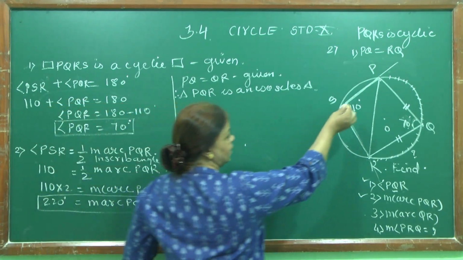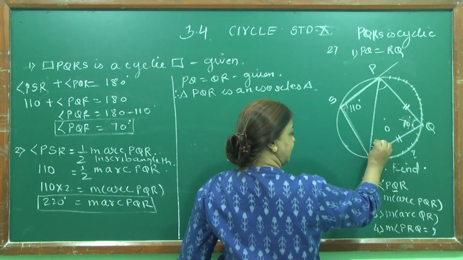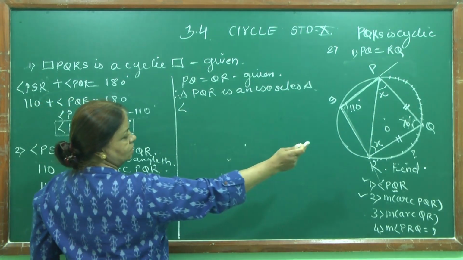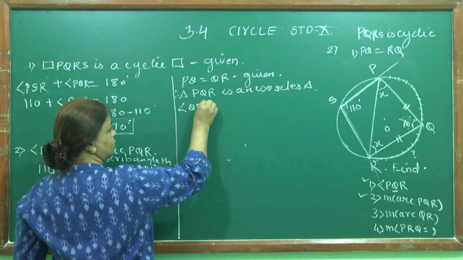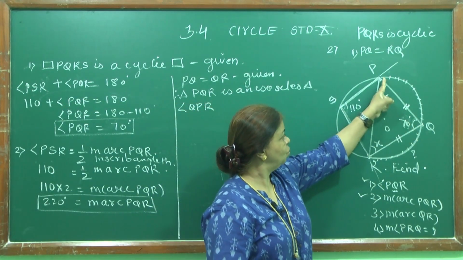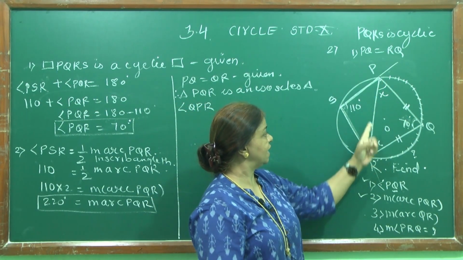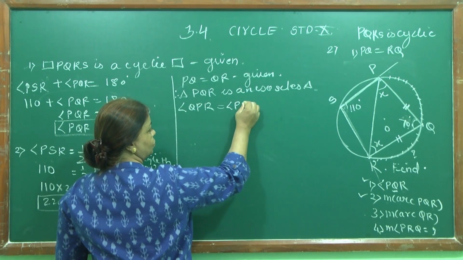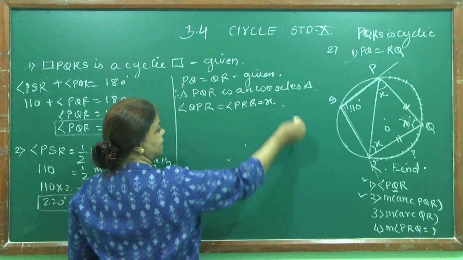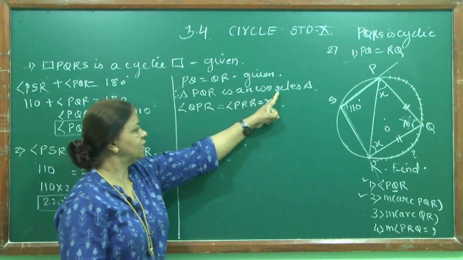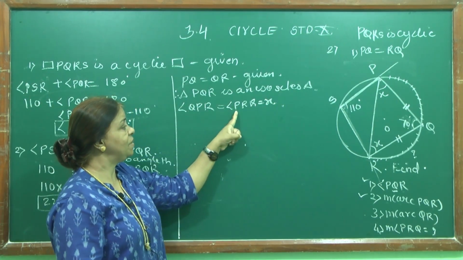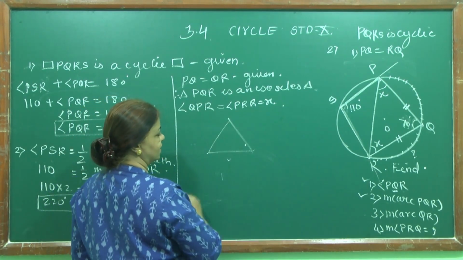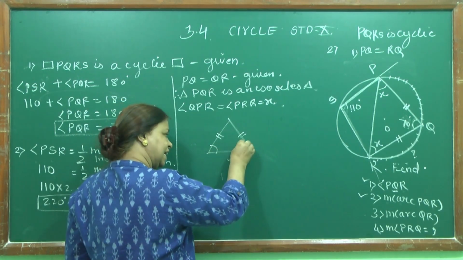So base angles of this triangle will be equal. Let them be X. So I can say angle QPR, means this angle, is equal to this angle, PRQ, is equal to X. If it is an isosceles triangle, then the base angles will be equal. If sides are equal, base angles will be equal. This side is equal to this side, so base angles are equal.